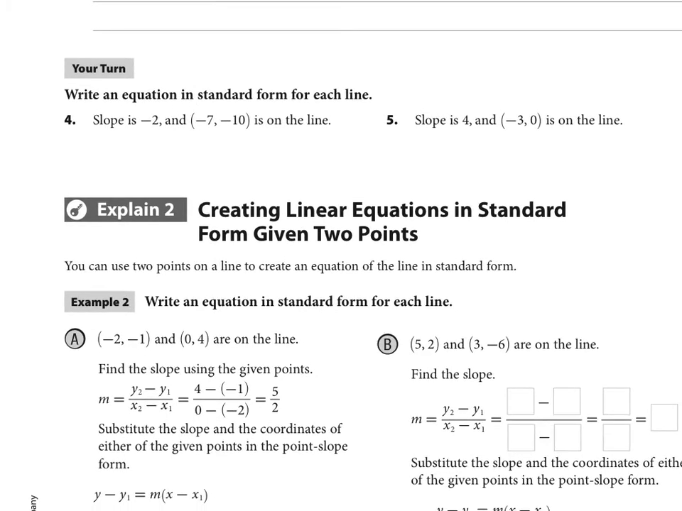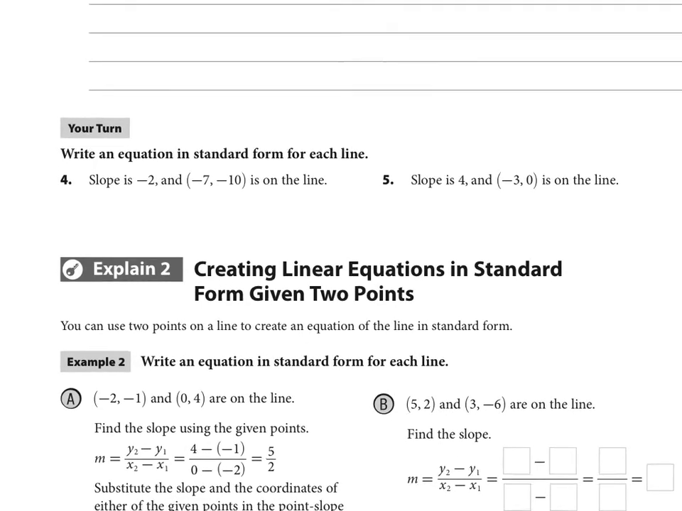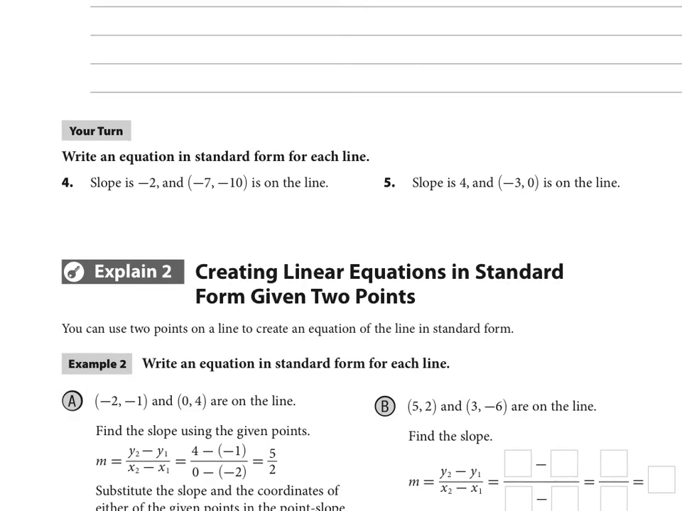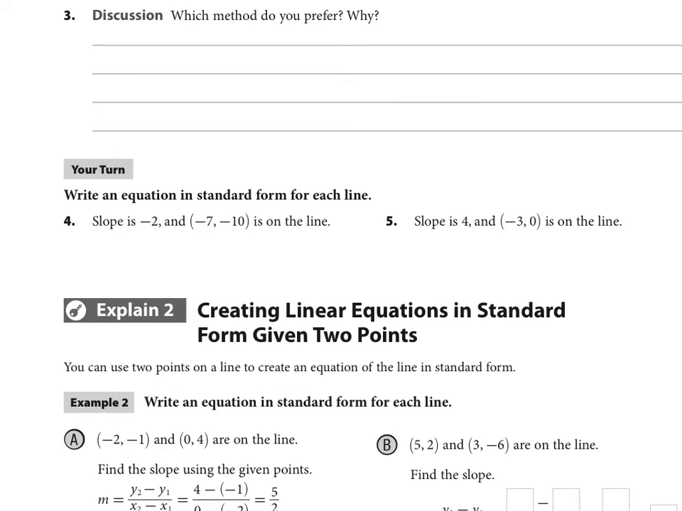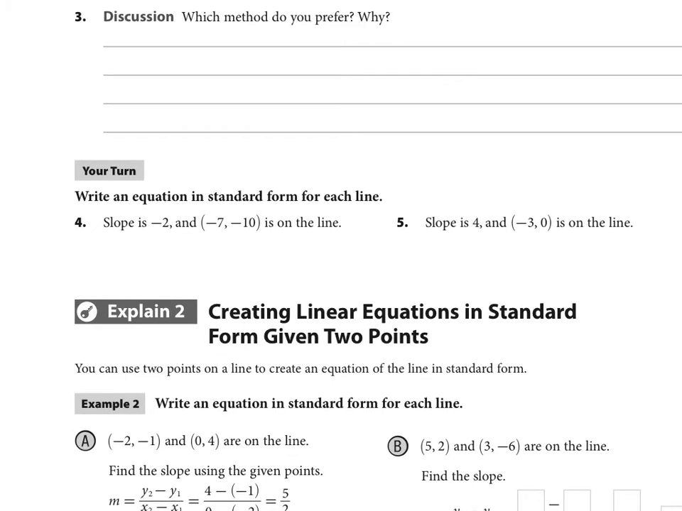So the first thing we're going to do is write an equation in standard form for each of the lines. So don't give us a whole lot of space here because we're going to need more than this. We have two methods to do this. And so number 4, if we have slope is -2, and then we have -7 comma -10 on the line, then the first thing we're going to do, we got two options. And so I'm actually going to put it just right up here since we need some more space.